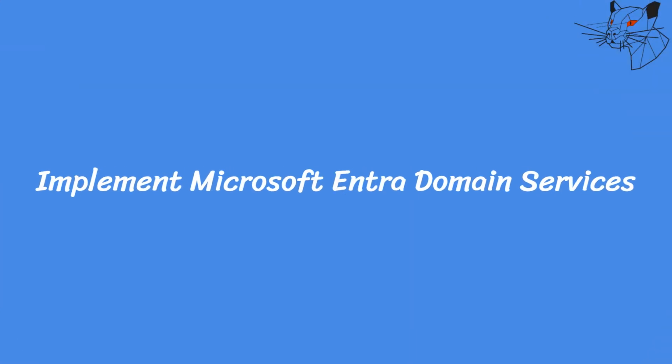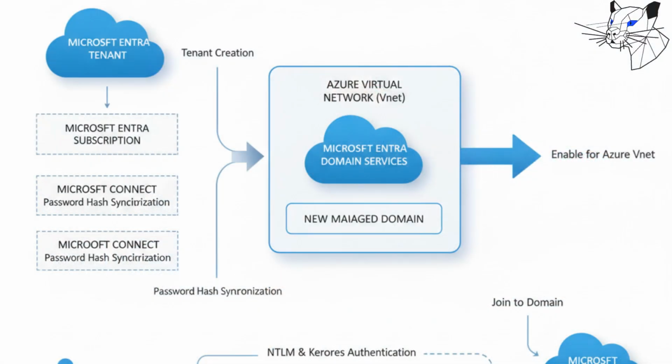Implement Microsoft Entra domain services. To implement, configure, and use Microsoft Entra domain services, you must have a Microsoft Entra tenant created on a Microsoft Entra subscription. Additionally, to use Microsoft Entra domain services, you must have password hash synchronization deployed with Microsoft Entra Connect. This is necessary because Microsoft Entra domain services provides NTLM and Kerberos authentication, so users' credentials are required.